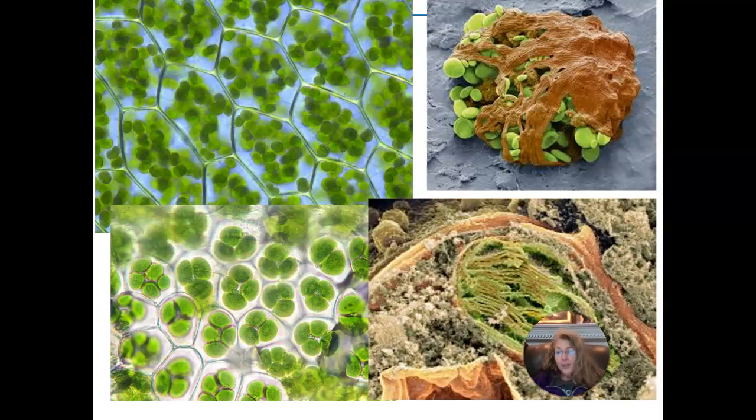Their waste product is oxygen. Our waste product is carbon dioxide. That's kind of interesting. We respire, which means we use glucose to make energy, and our waste product is carbon dioxide. When plants do their magic here and make photosynthesis, their waste product is oxygen.